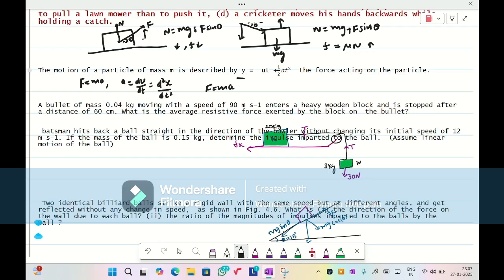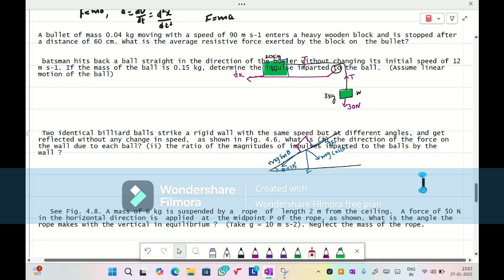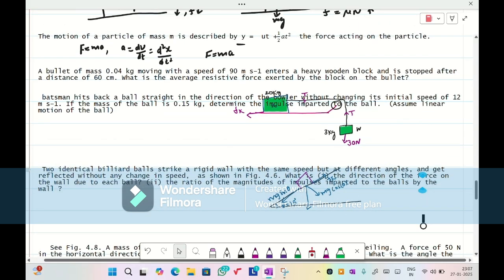From that equation, we brought a equal to dv by dt, or v dv by ds formula only. We brought this y equal to ut plus half at square in the derivation. In NLM, in kinematics, we have proved this by the calculus method. From that a is equal to, formula only. We brought this equation, F equal to ma.